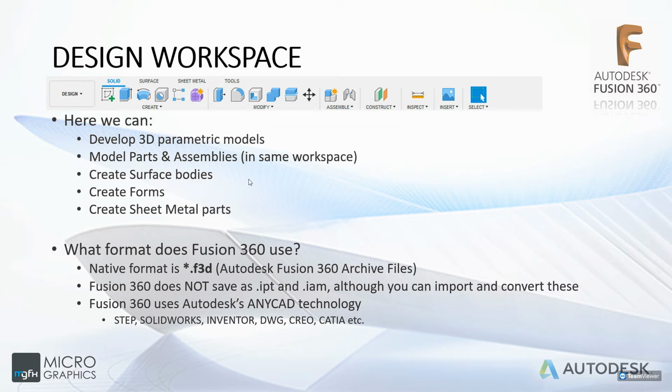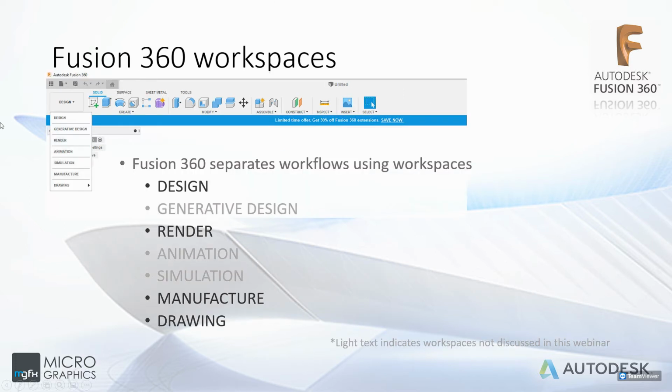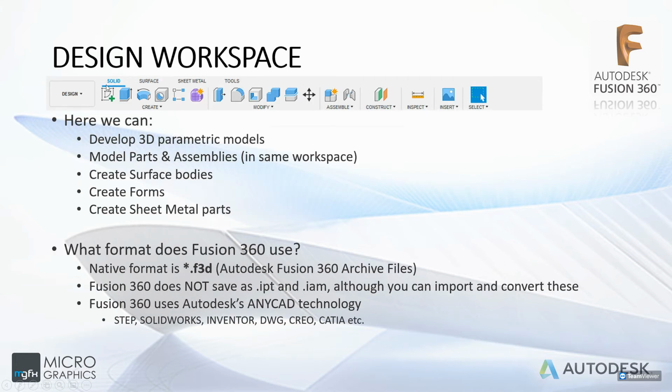If you're coming from something like Inventor or SolidWorks, you'll probably be used to IPT and IAM, or solid part and solid assembly. Well, in Fusion 360, they've done away with that. Everything's done in the same space. You can create surface bodies, forms, as well as sheet metal parts. You can see that they're separated by tabs up here: solid, surface, sheet metal.